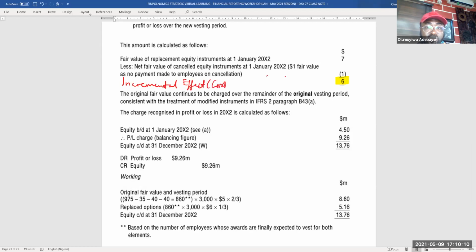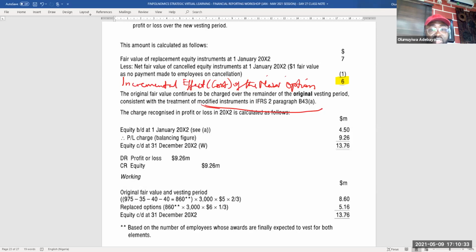...or cost of the new option. Now, the original fair value will continue to be charged over the remaining vesting period, which is consistent with what we have done earlier in the modification. Okay, and let's look at it.